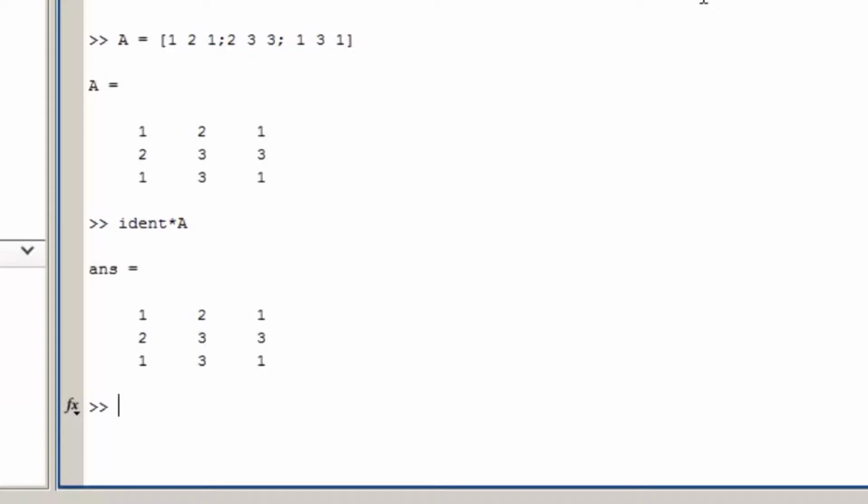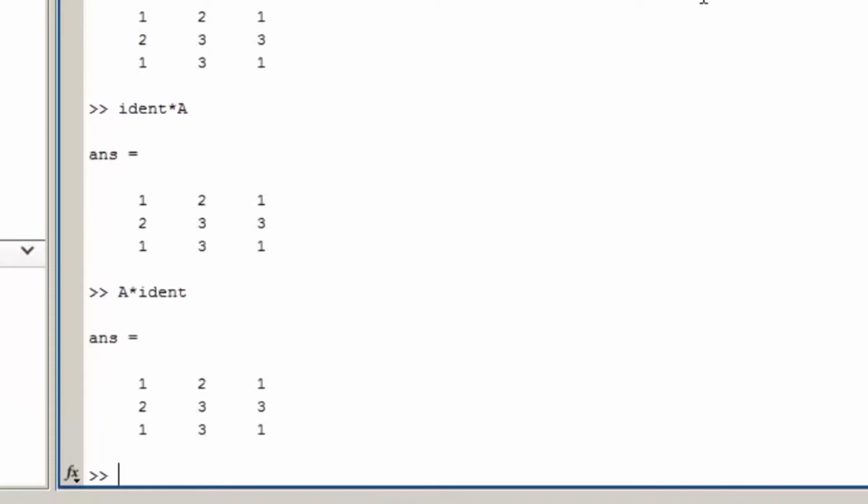Pre-multiplication just means that the identity matrix appears before the A matrix in the multiplication operation. Since matrix multiplication isn't commutative, we generally need to specify the order of the operands. In multiplication by an identity matrix, I should get the same result if I post-multiply A by the identity matrix, so that the matrix A appears first in the operation. And we do get the same result.